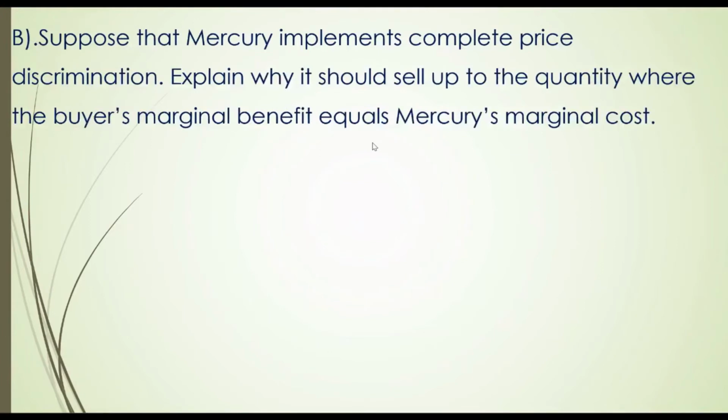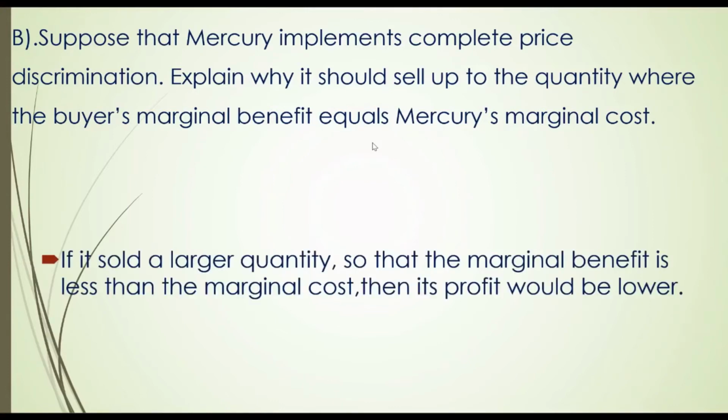And the second part is, suppose that Mercury implements complete price discrimination. Explain why it should sell the quantity where the buyer's marginal benefit equals Mercury's marginal cost. So Mercury maximizes its profit by producing the quantity where the buyer's marginal benefit equals Mercury's marginal cost. If it sold a larger quantity, so that the marginal benefit is less than the marginal cost, then its profit will be lower. By contrast, if it sold a smaller quantity, it could increase profit by selling more.